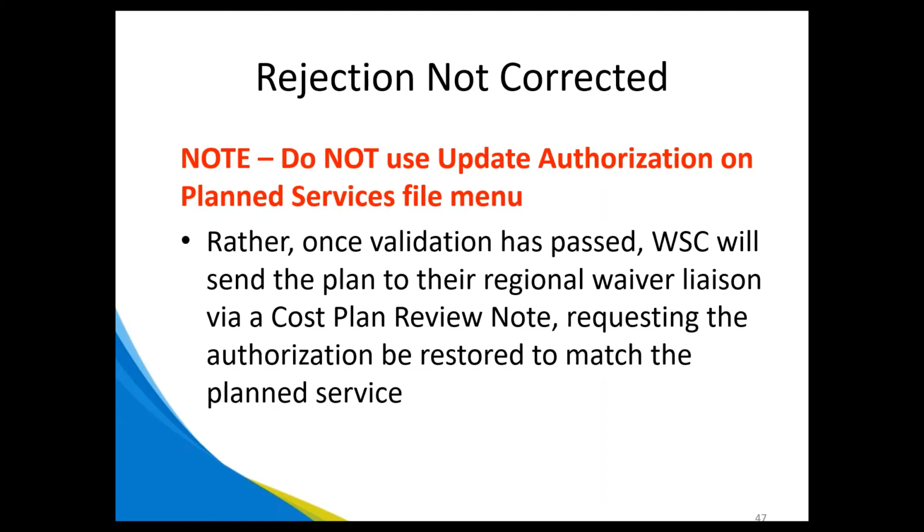We're not going to use the update authorization functionality on the plan services for these rejections. That's really important, because if we use the update authorization functionality, that file update authorization, and we transmit it to FMIS, it's just going to get rejected again, because that authorization should have never gone. So instead, once it's passed validation, you're going to send it back to your regional waiver liaison and use a cost plan review note, and you're going to ask them to manually update the authorization.